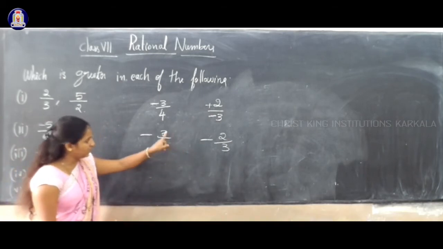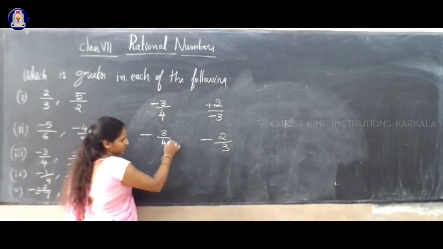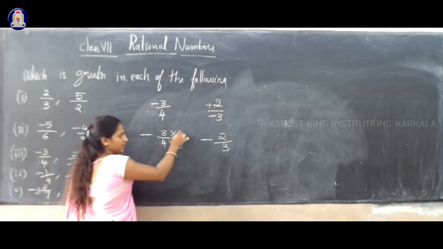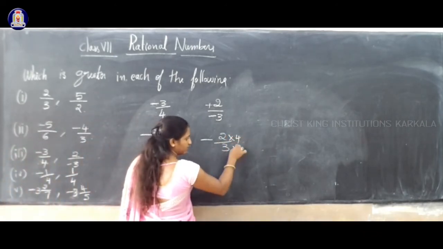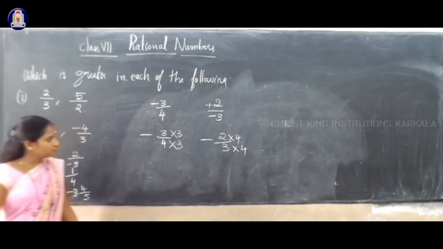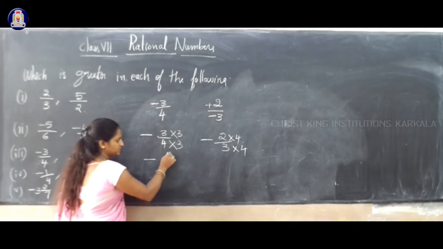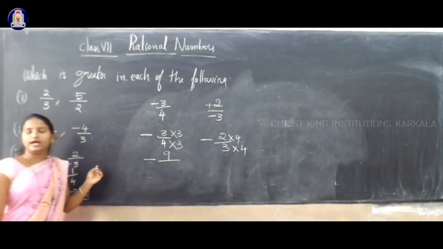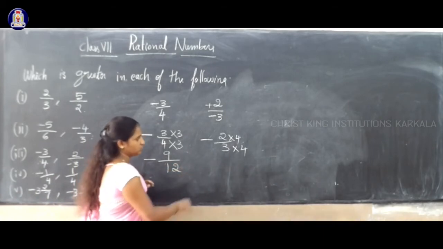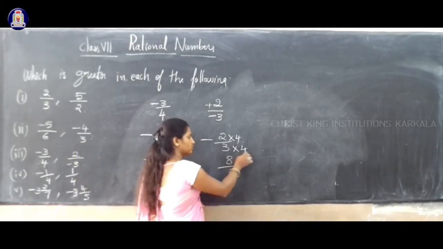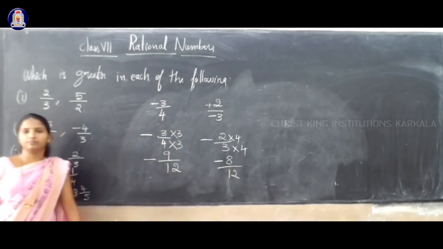2 by 3 and 3 by 4 denominators are different, so we cannot say which is greater. So multiply 3 and multiply 3, correct? Here multiply 4, multiply 4. Now if you multiply, we get minus, right as it is, 3 3s are 9 and 4 3s are 12. Next again, 2 4s are 8 and 3 4s are 12. Minus 8 by 12 and minus 9 by 12.